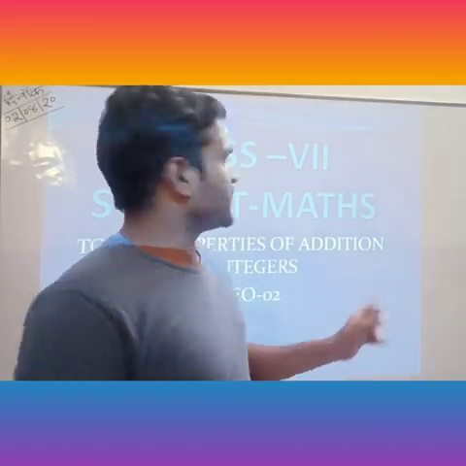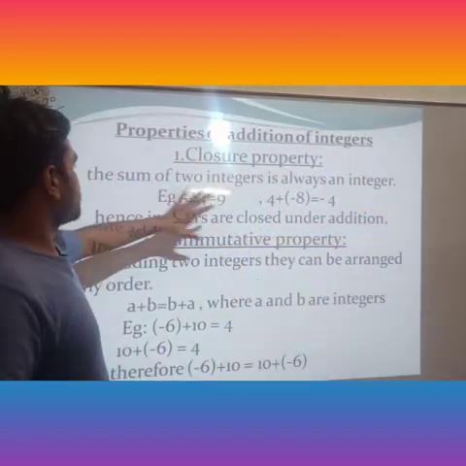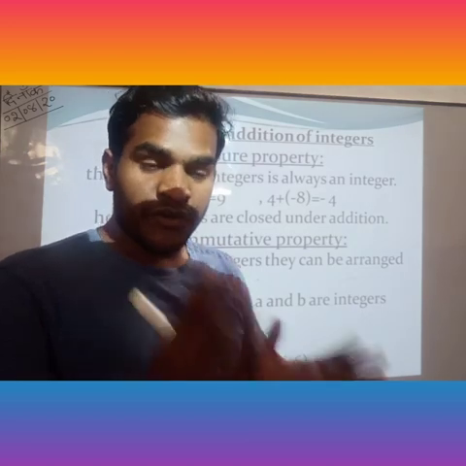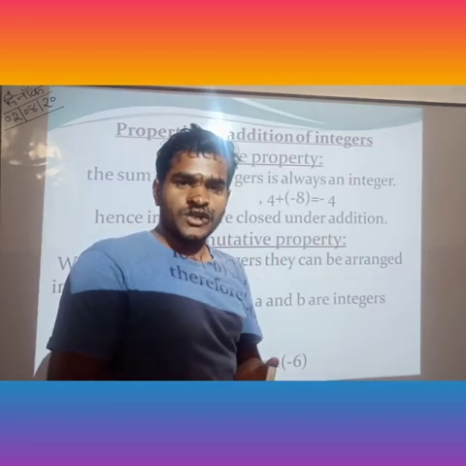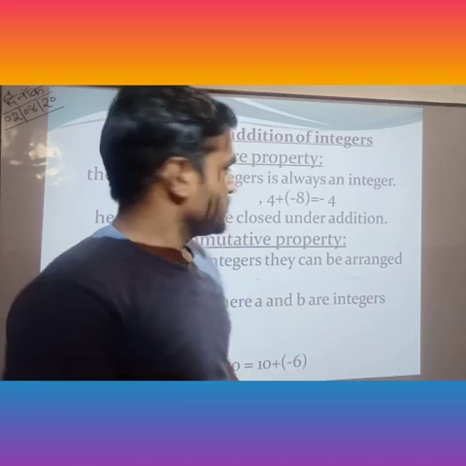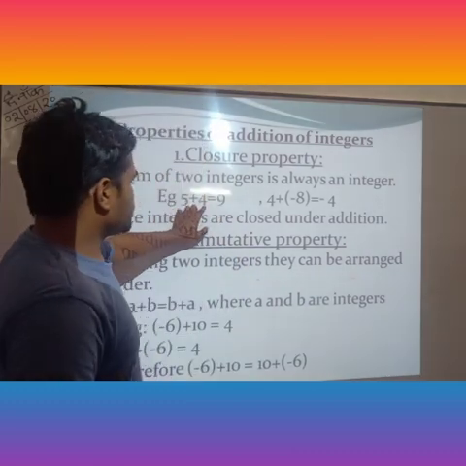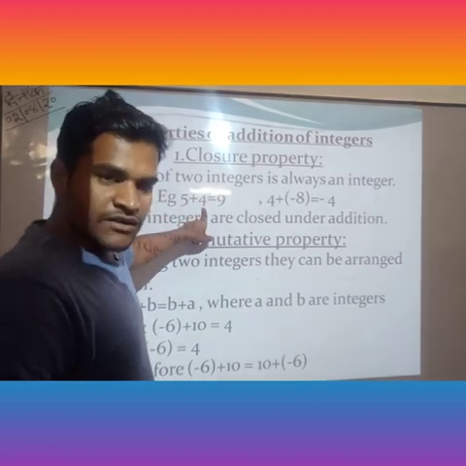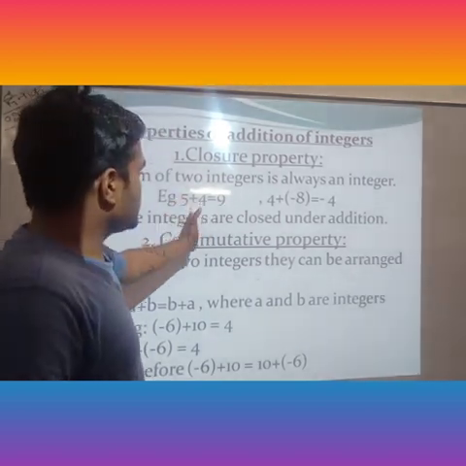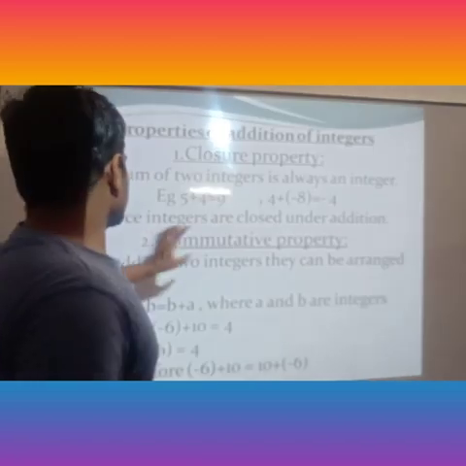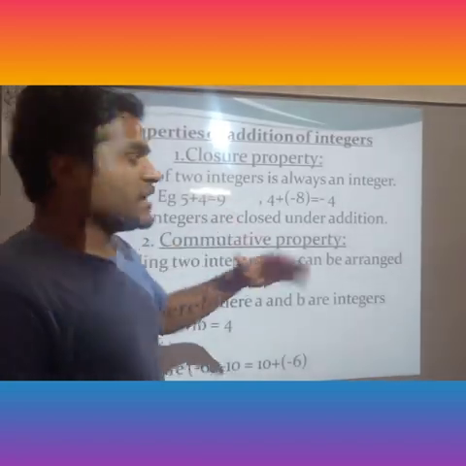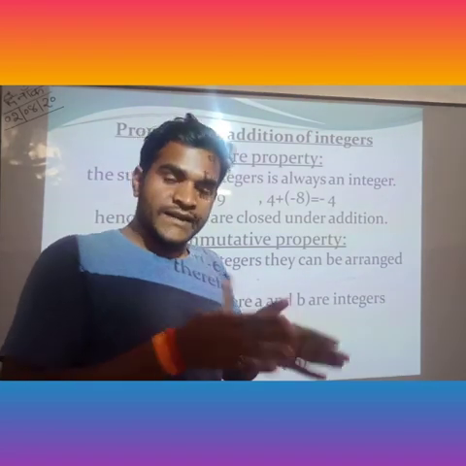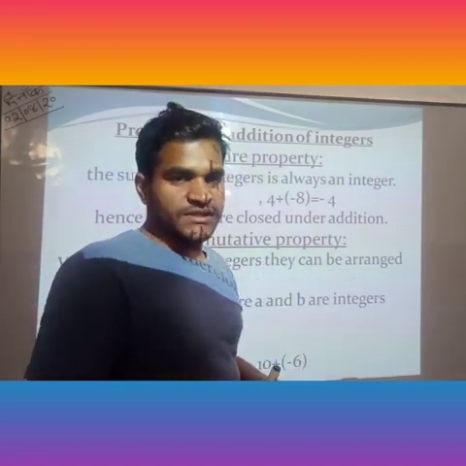First, closure property. The sum of two integers is always an integer. When we take two integers and add them, we get an integer. For example, 5 plus 4 is equal to 9, where 5 is an integer and 4 is also an integer. When we add them, we get 9, which is also an integer. So, integers are closed under addition. Any integers, when we add them, give us another integer.